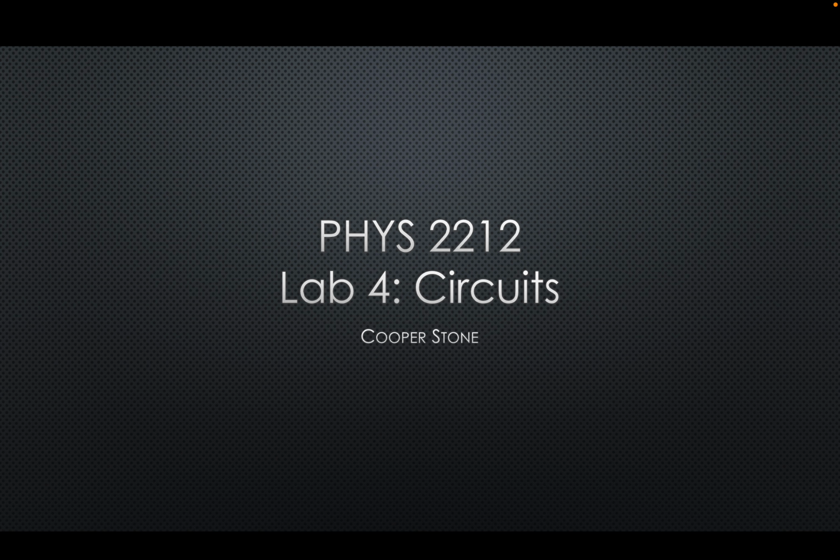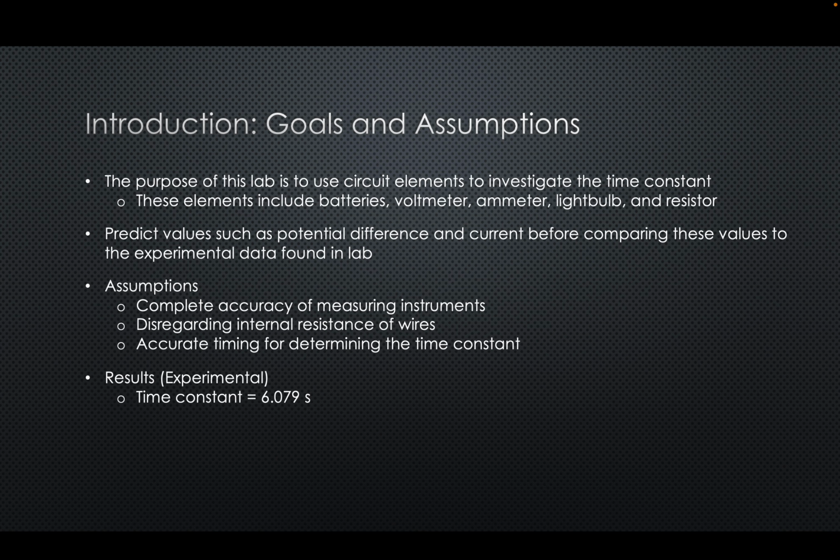My name is Cooper Stone, and this is my Physics 2212 Lab 4 about circuits. So the purpose of this lab is to use circuit elements such as an ammeter, voltmeter, light bulb, and resistor to test things such as the time constant, potential differences, and current across a circuit.